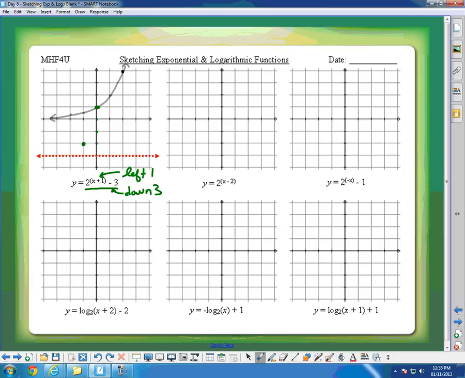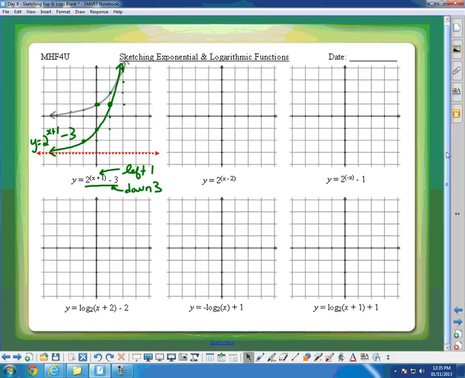This one here, down 3, 1, 2, 3, over 1. This one, 1, 2, 3, over 1. And I'm starting to get the picture of my curve. And this one is y equals 2 to the x plus 1 minus 3. You can try it then on the other 2.